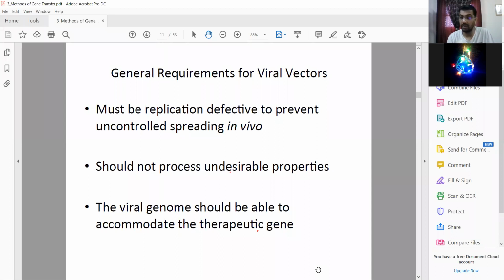The viral genome should be capable of accommodating the therapeutic gene. This means those viruses should be capable of accommodating small or big genes within them, which are the transgenes that need to be transferred into other cells.